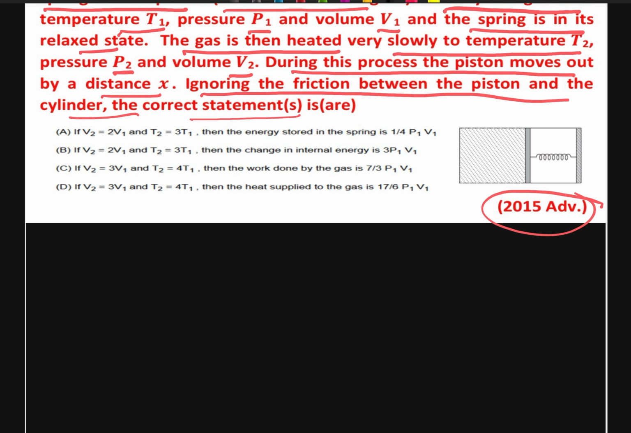We have given various conditions for our temperature and volume. For A and B, volume is 3 times the initial volume, and temperature is also 3 and 4 times. We have to find out the energy stored, change in internal energy, work done, and heat supplied. So this is entirely based on our conservation principle.